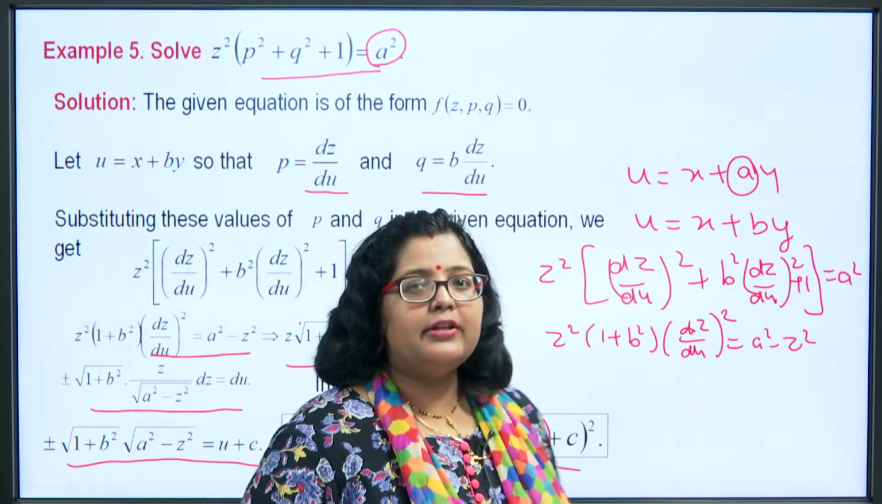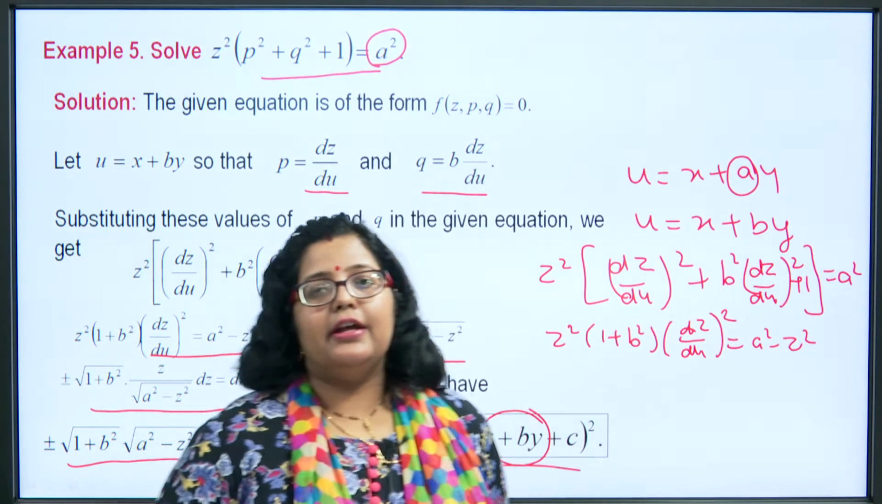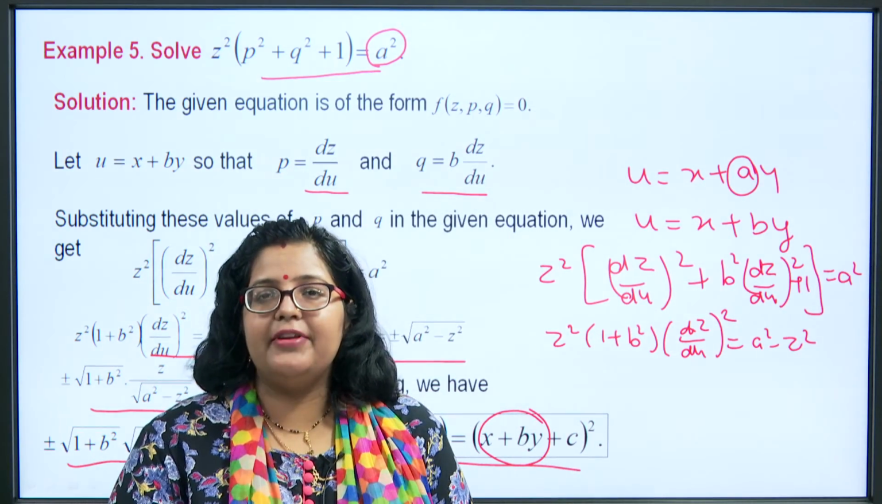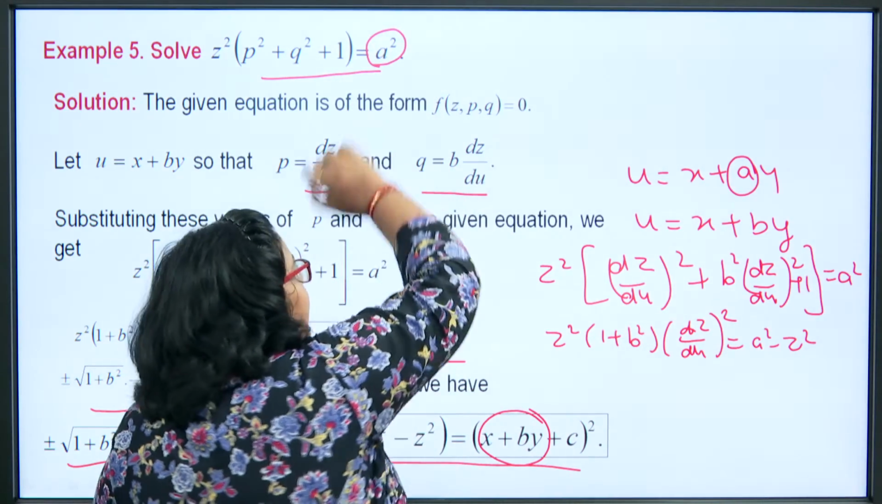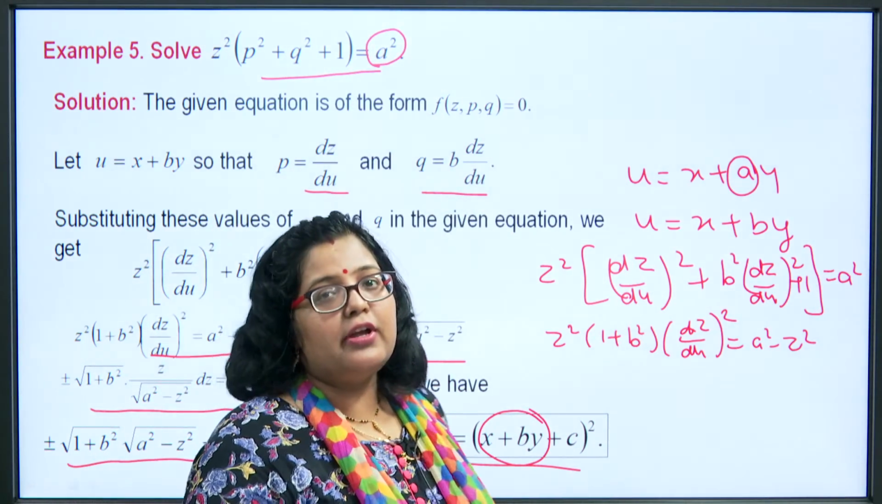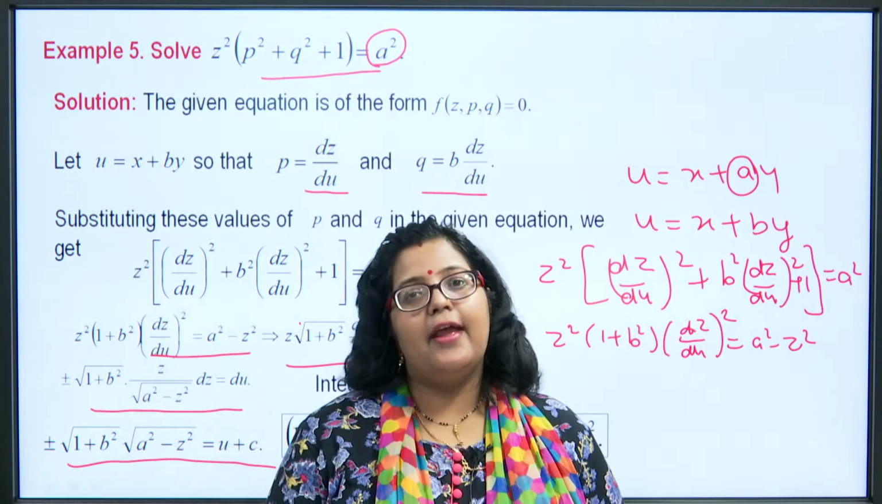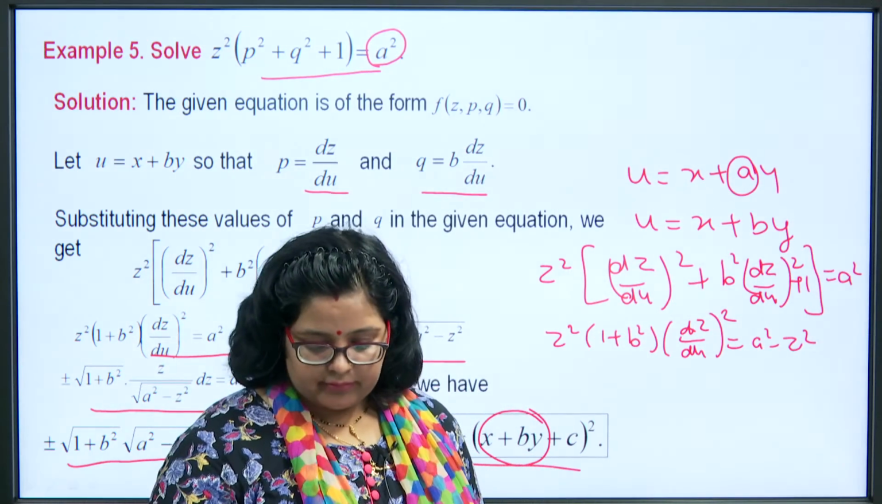Here a question may arise in the students' minds: here there are three arbitrary constants a, b, c. But a is not an arbitrary constant here, this a is fixed in the equation. So here there are only two arbitrary constants, b and c.